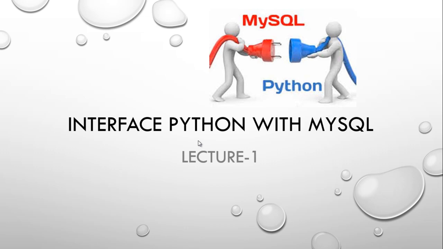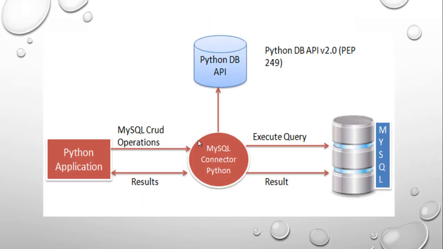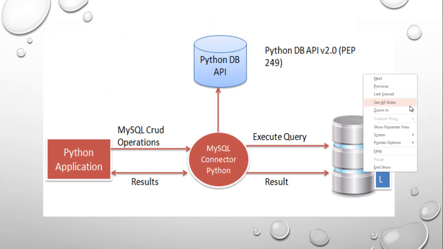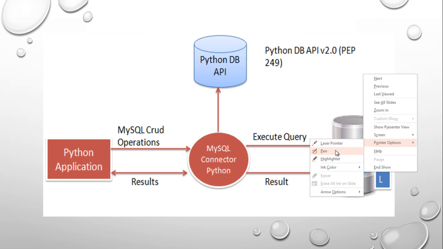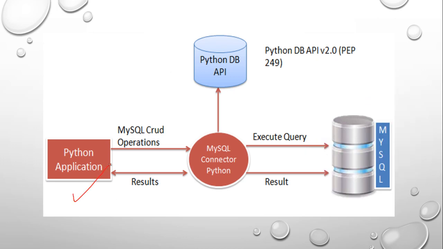two applications. So if you enter data from Python, then that data will automatically get stored in MySQL, and whenever you require, you can obtain the data from MySQL also. So in this case let me first explain this diagram. As you see, this is my Python application, and this is my MySQL database software.